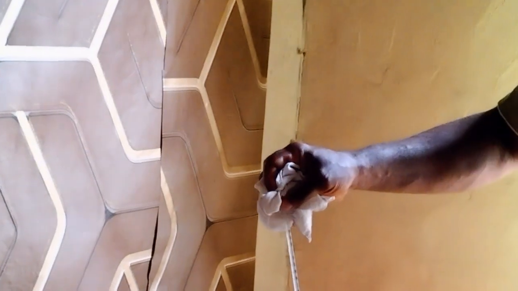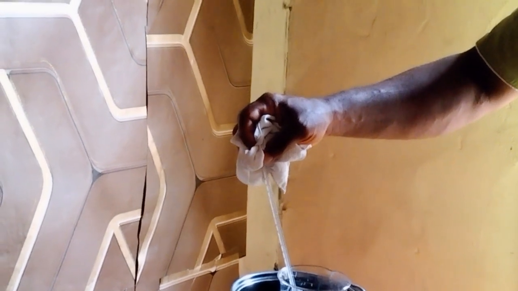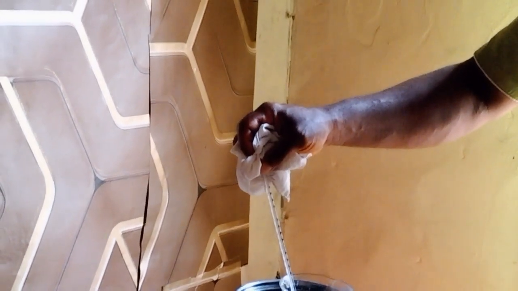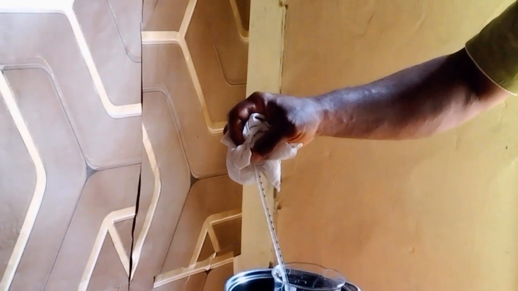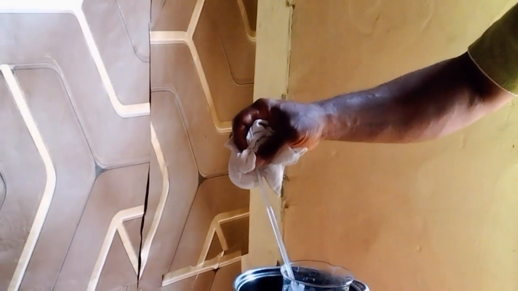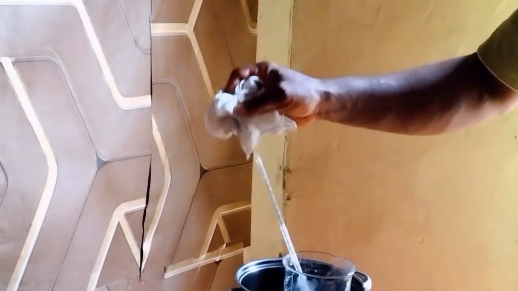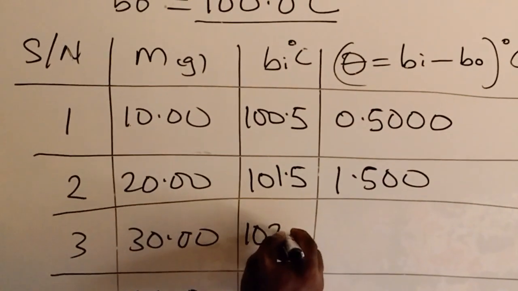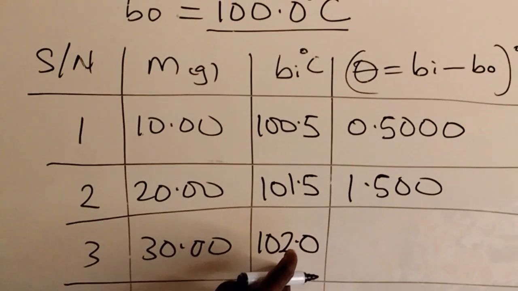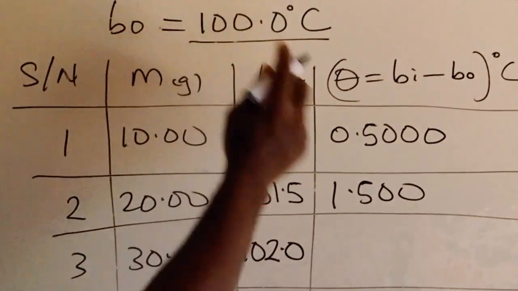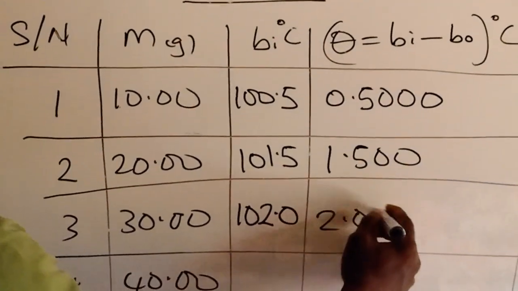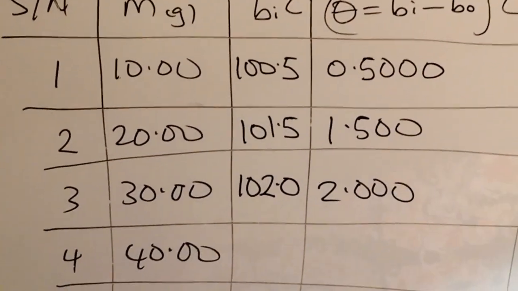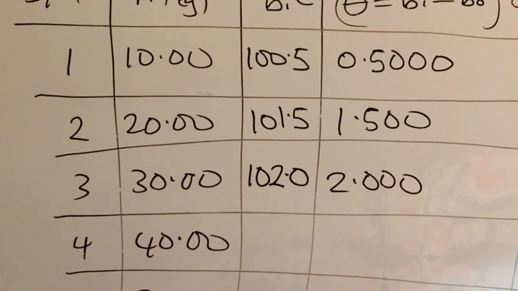So the mixture has started boiling, and the thermometer is at around 102 degrees Celsius. So report it on the whiteboard. So now I have 102.0 to 4 SF. 102 minus 100 gives us 2.00. So that is it. We now go to the 40 gram salt.